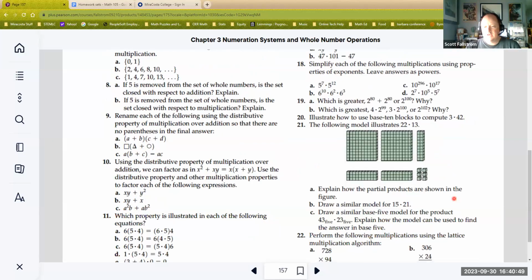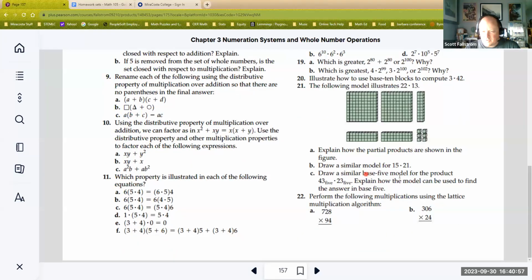All right. Let's see here. Here's 22 times 13 in base blocks demonstrated in a model. Let's see here. Use a similar base 5 model. Yeah, if you're doing a problem like this with base 5, just remember instead of 10 by 10, your pieces are 5 by 5. Okay, so you have ones, then you'll have little strips that are 5, then you'll have 5 times 5, which would be 25 shapes.